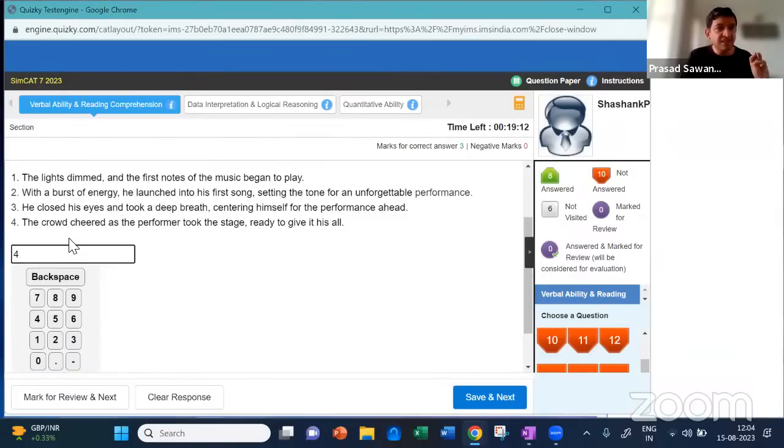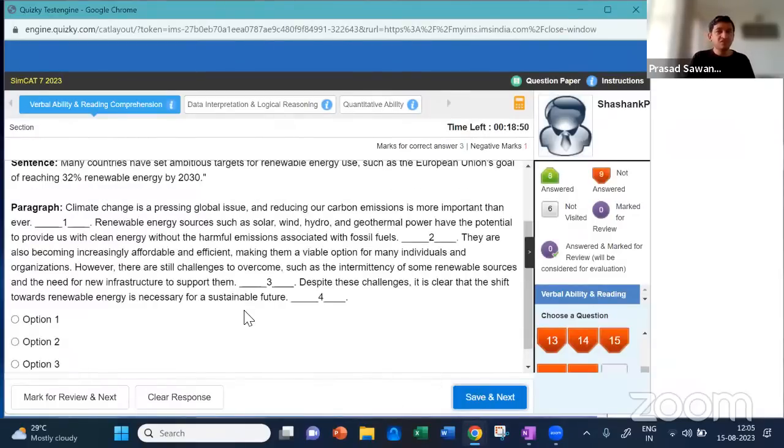Now there are 3 things that are there. The lights dimmed and the first notes. So first notes began to play. Burst of energy, he launched into his first song. So 1, 2 has to be the case. He closed his eyes and took a deep breath, centering himself for the performance ahead. So he will start playing after he is composed. Yeah. So I think it's 4-3-1-2. I think this is fine. Looks to be a simple one.